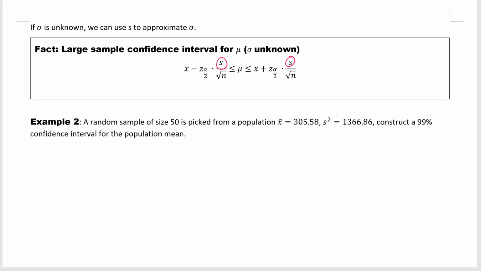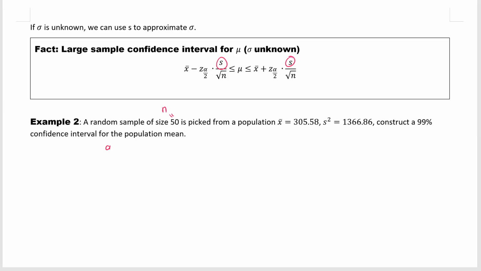Okay, so let's look at example 2. A random sample of size 50. So 50 is n. 50 is large, right? It's larger than 30, so it's large. Okay, and then we have a sample population. The sample mean is 305.58. The sample variance is 1366.86. Construct a 99% confidence interval for the population mean. So I hope all of you can pause here and try first. Are you done? Let's go over it.